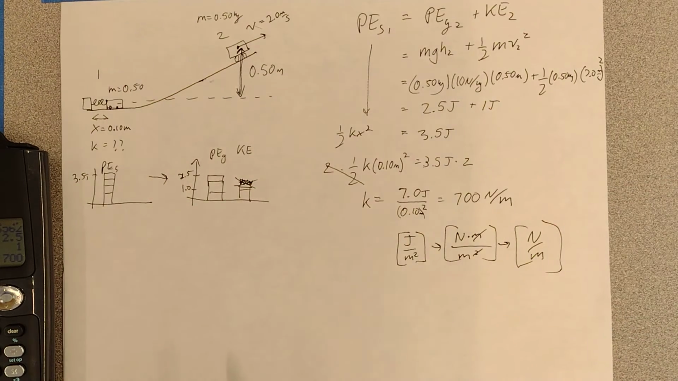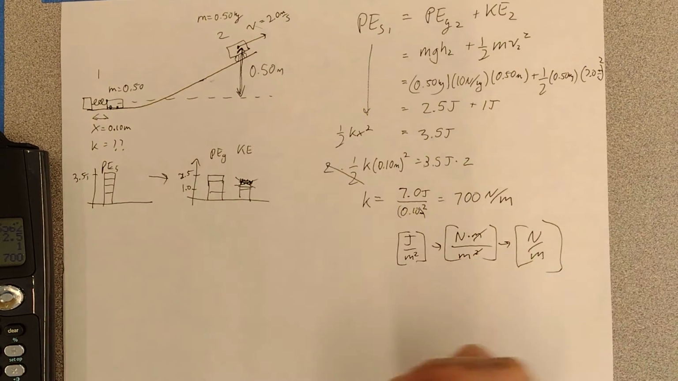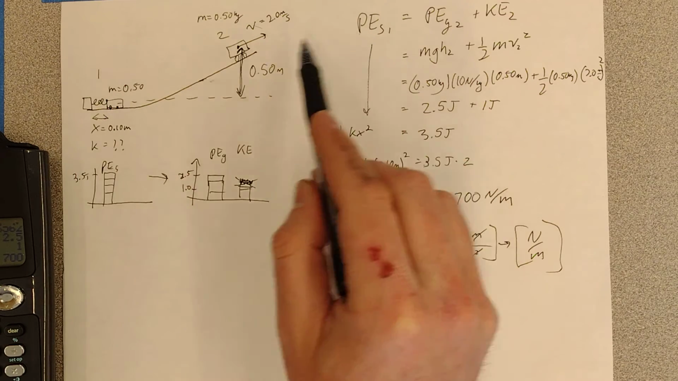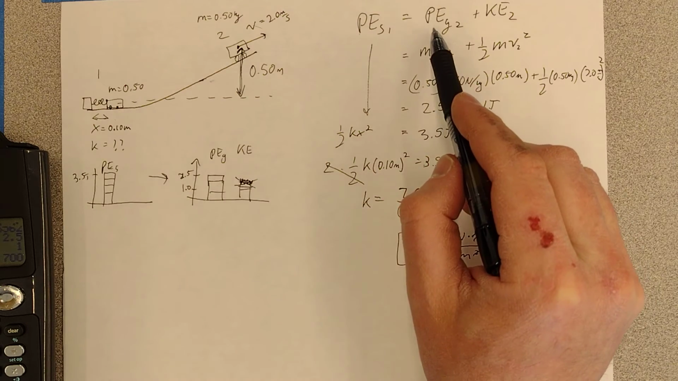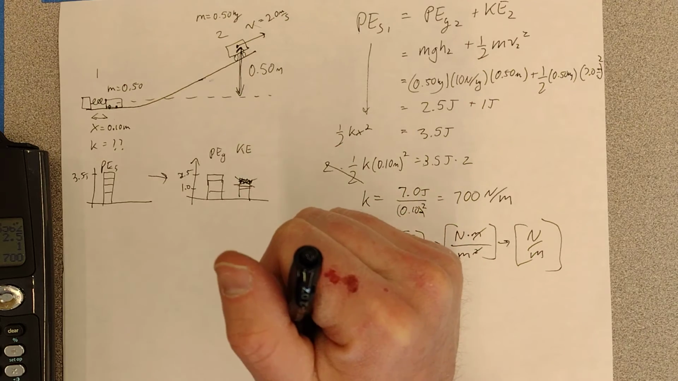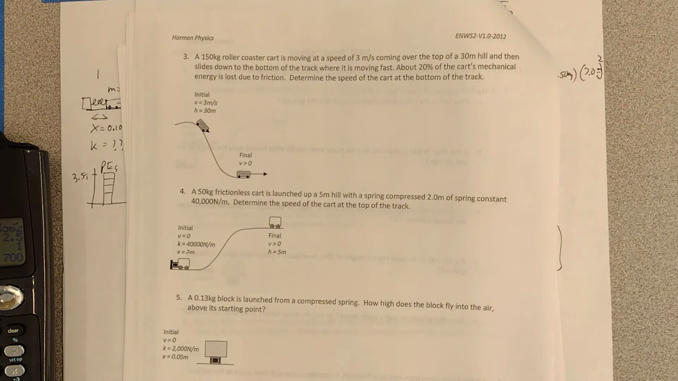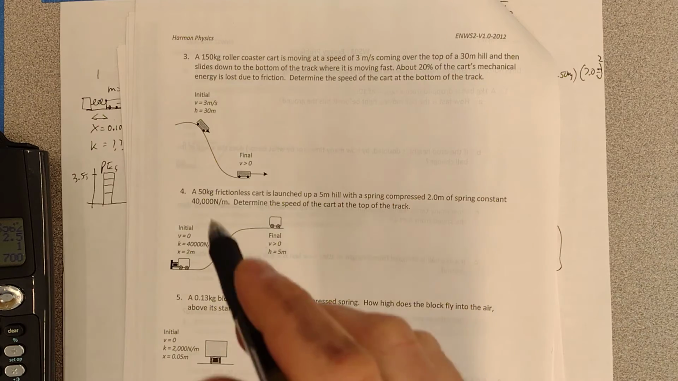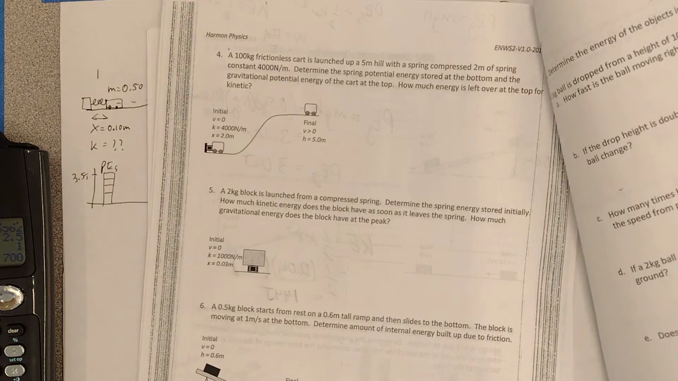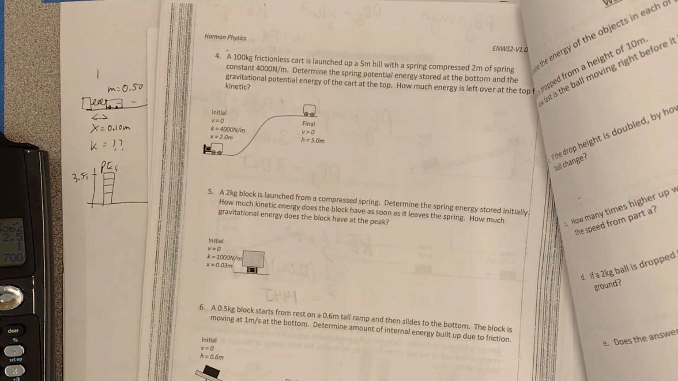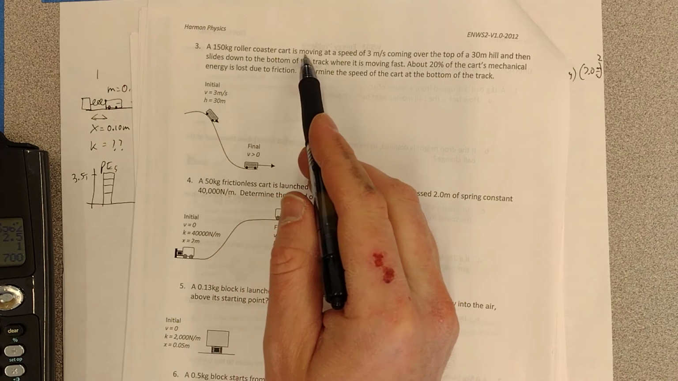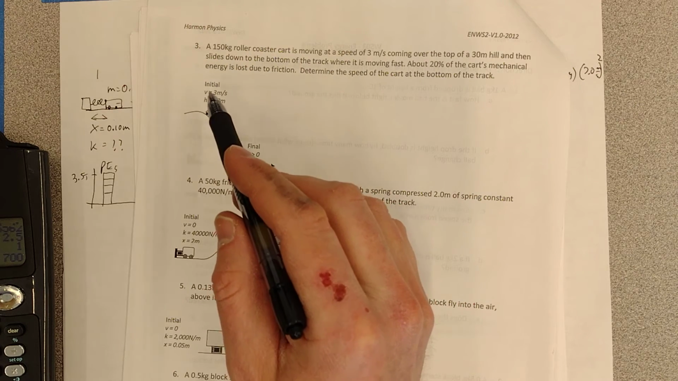So this is kind of an advanced problem, really. And it's not too bad. I mean, it's the total energy you start off with, which is all spring energy, equals the total energy you end up with, which is gravitational and kinetic added together. And really, all of these questions are kind of a combination of that. So, number 2 is just going from gravitational into kinetic, no friction. Number 3 is going from gravitational and kinetic.